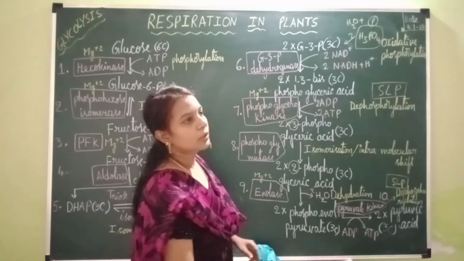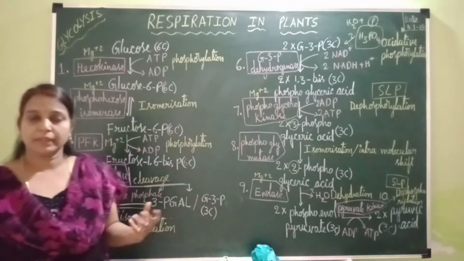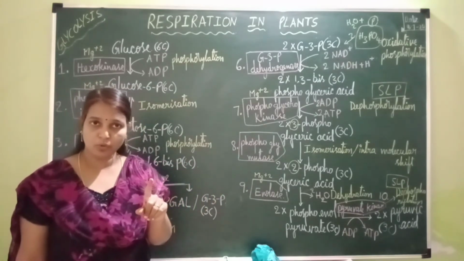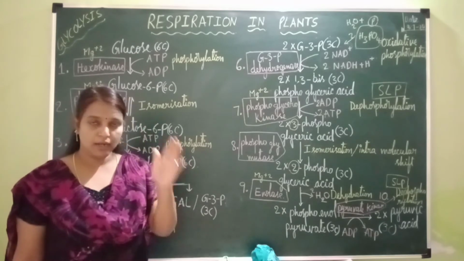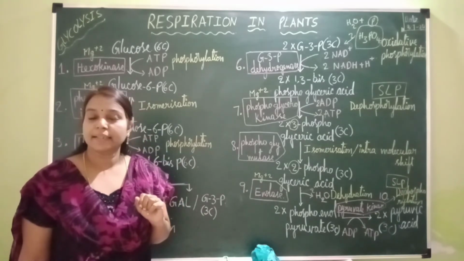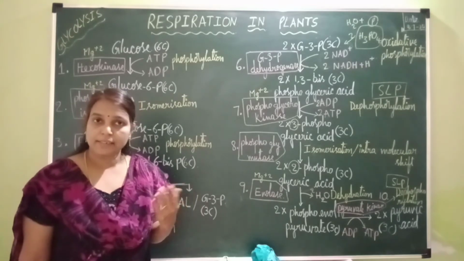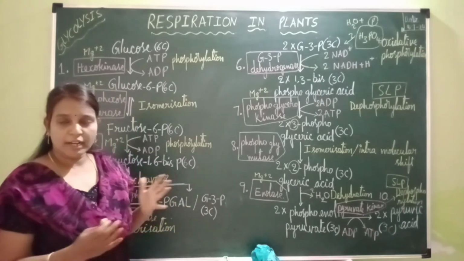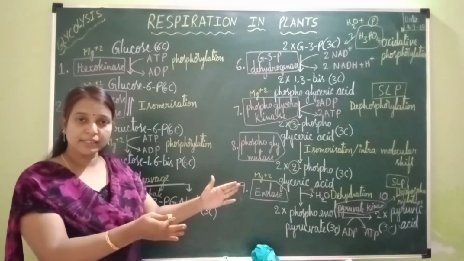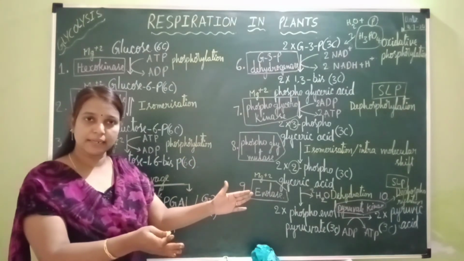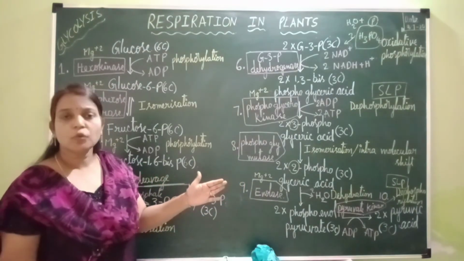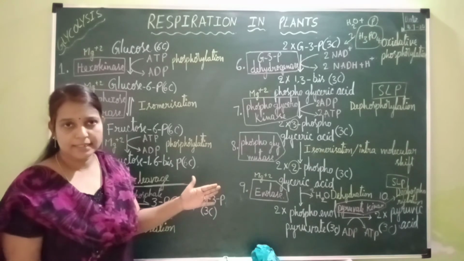So this is all about the 10 steps of glycolysis. By the end of glycolysis, one molecule of glucose, that is a 6-carbon compound, undergoes partial oxidation into two molecules of pyruvic acid, which is a 3-carbon compound. Now what happens to this pyruvic acid? It enters into aerobic respiration if oxygen is available inside the cell, or it enters into anaerobic respiration, that is fermentation, if oxygen is not available inside the cell.